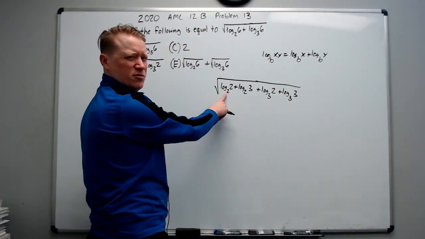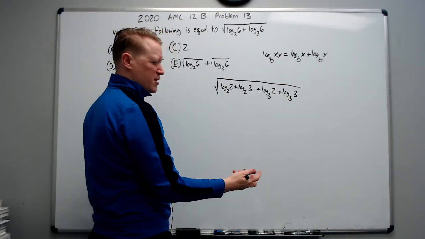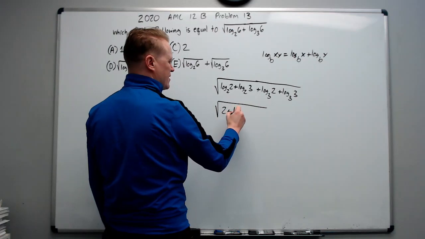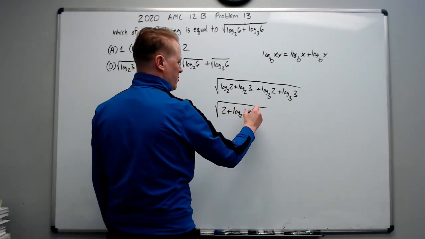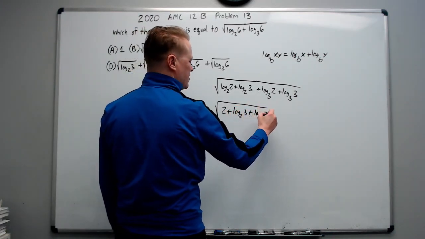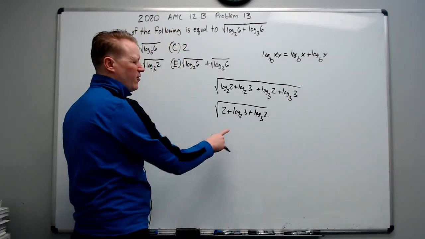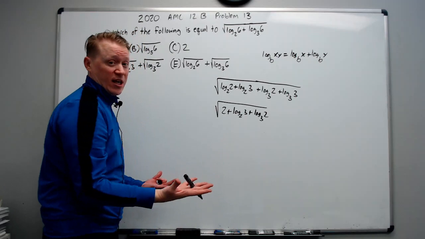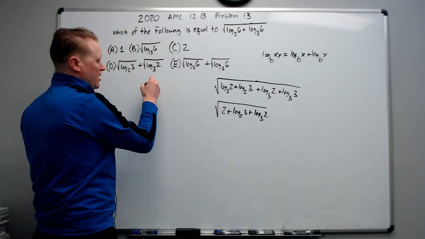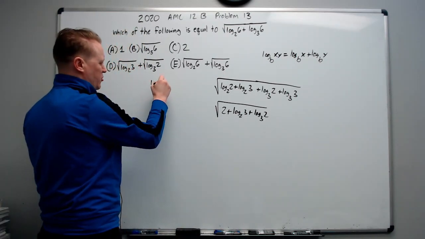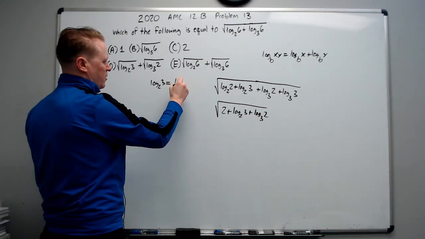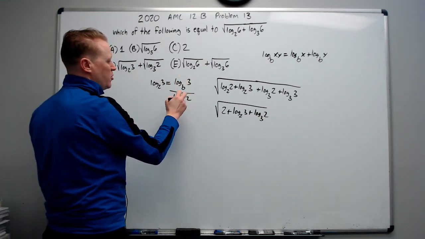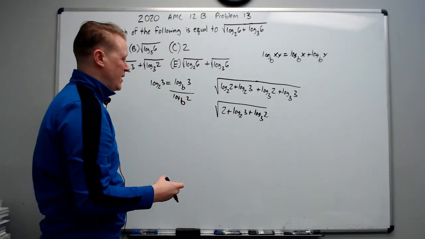Now, log base 2 of 2 is 1 and log base 3 of 3 is 1, so we can combine those to get 2 plus log base 2 of 3 plus log base 3 of 2. Now, it might not be commonly known, but the change of base formula should be known. You should know that log base 2 of 3 can be made log base b of 3 over log base b of 2, where b is anything you want it to be.